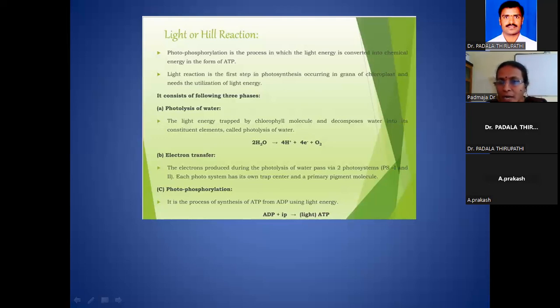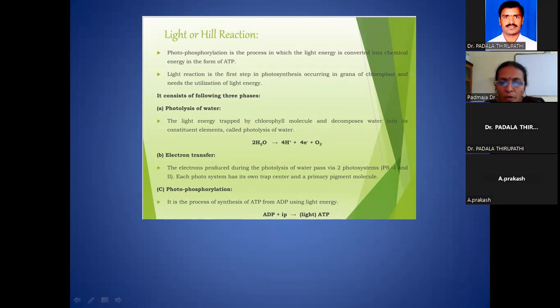The question may be asked: during photosynthesis, is the oxygen coming from carbon dioxide or water? Carbon dioxide contains oxygen and water also has oxygen, but the oxygen that comes out during photosynthesis as the end product comes from the water molecule. As for electron transfer, the electrons produced during the photolysis of water pass via two photosystems, photosystem 1 and photosystem 2, each with its own trap center and primary pigment molecules.